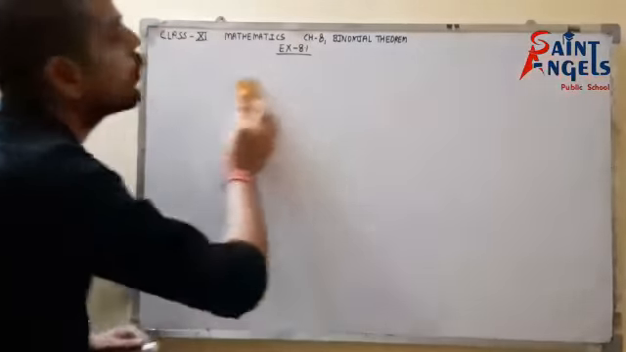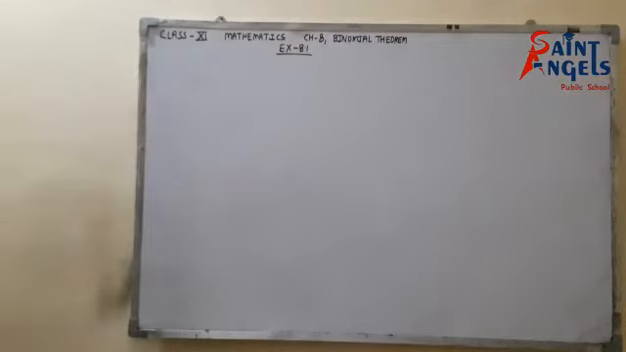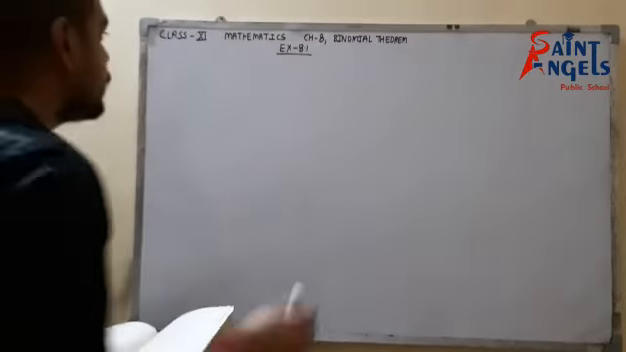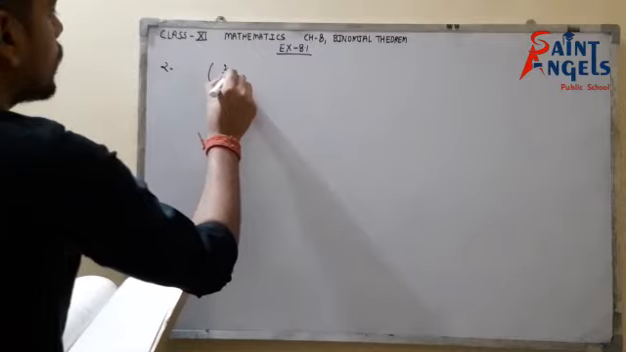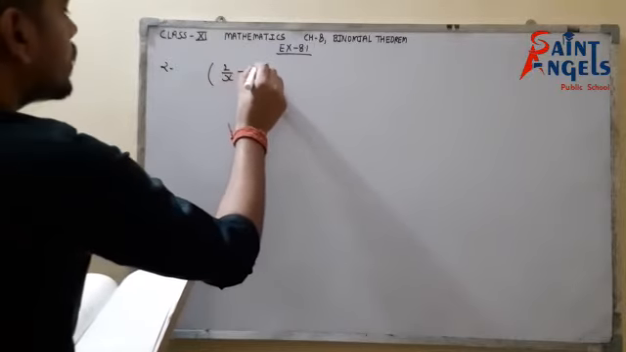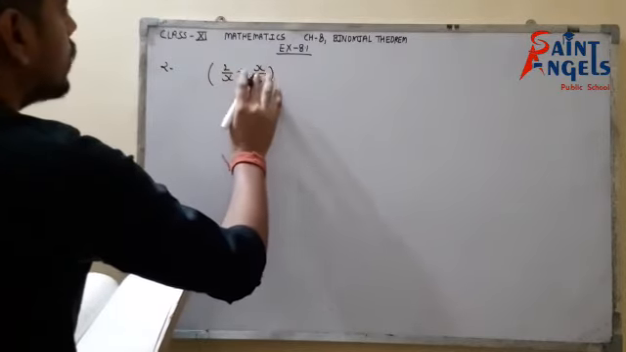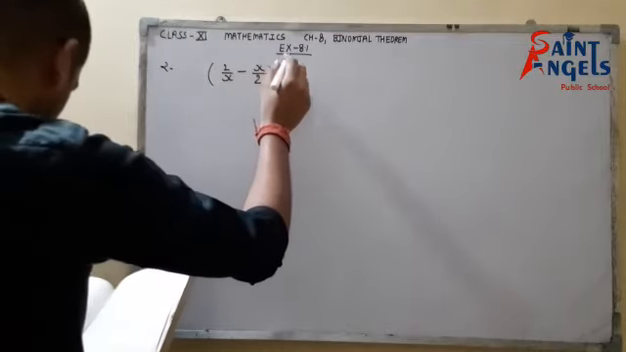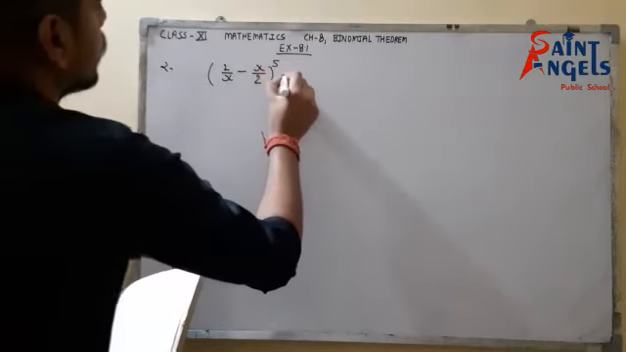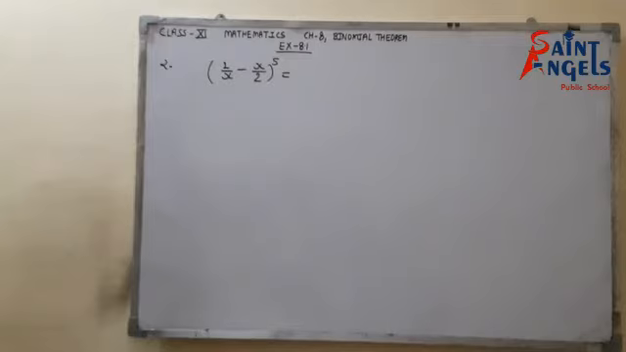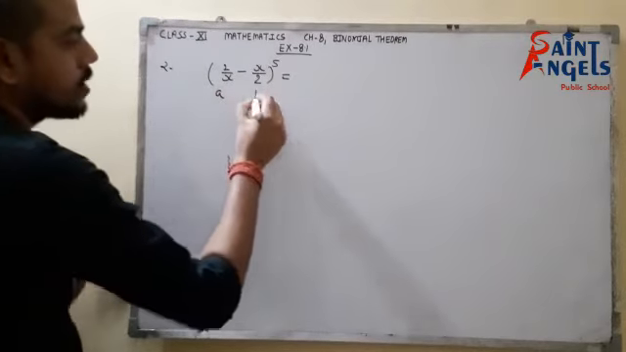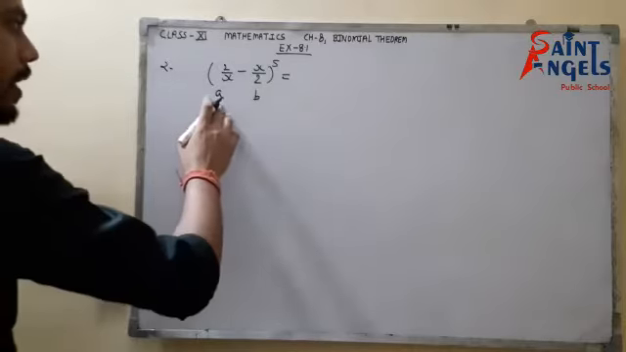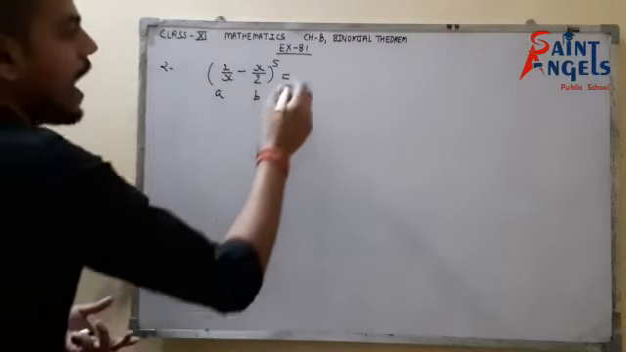Now look at question number 2. So question number 2 is that we have to expand 2 upon x minus x upon 2 to the power 5. Okay. So here in the place of a is 2 upon x and in the place of b is x upon 2. Okay. So the formula of a minus b to the power n equals nc0.